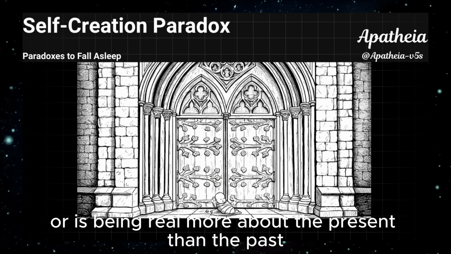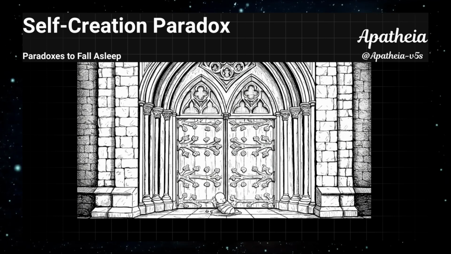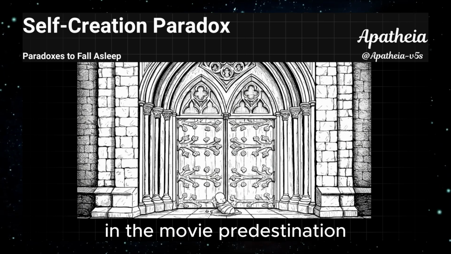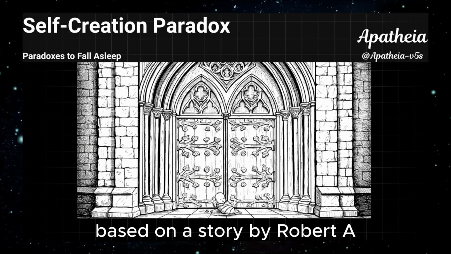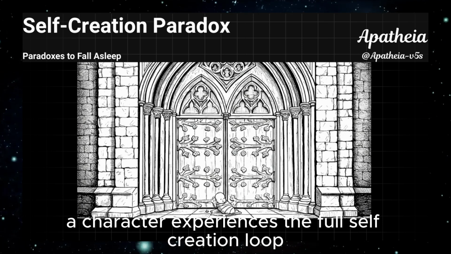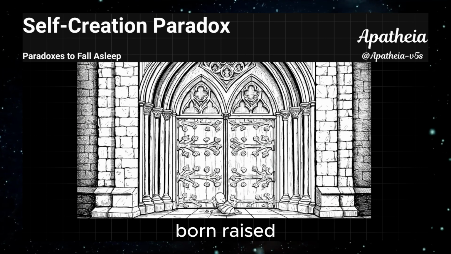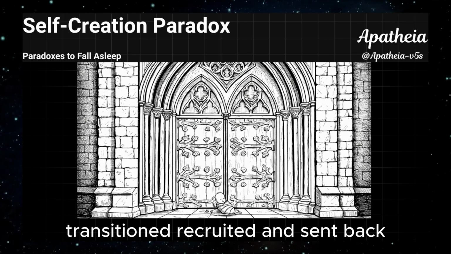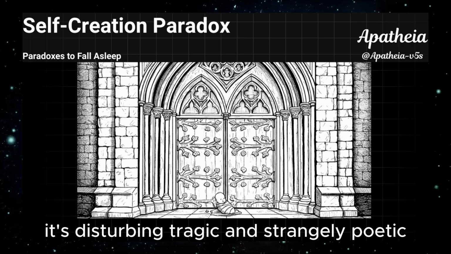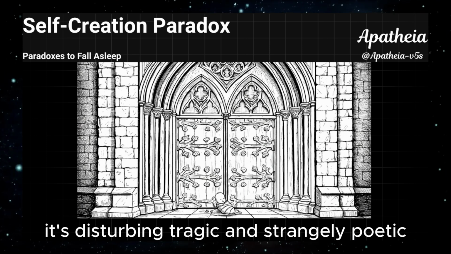Or is being real more about the present than the past? This paradox shows up in fiction, most notably in the movie Predestination, based on a story by Robert A. Heinlein. In it, a character experiences the full self-creation loop: born, raised, transitioned, recruited, and sent back, ultimately becoming their own mother and father. It's disturbing, tragic, and strangely poetic.